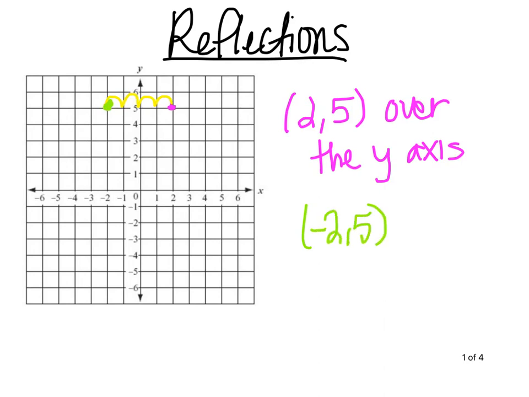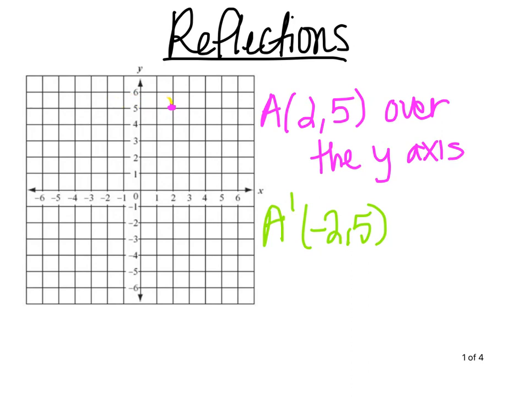Okay, so let's say that was point A that we reflected. Then our new point would be A prime. We use that notation to denote our new coordinate. Okay, so let's take a look at if we reflected that over the x-axis.